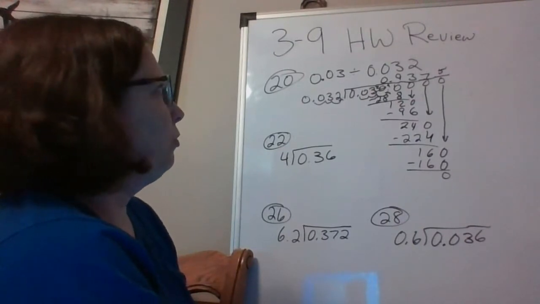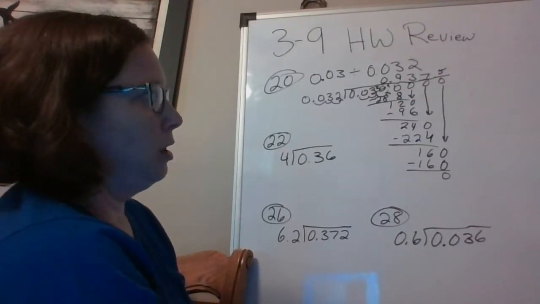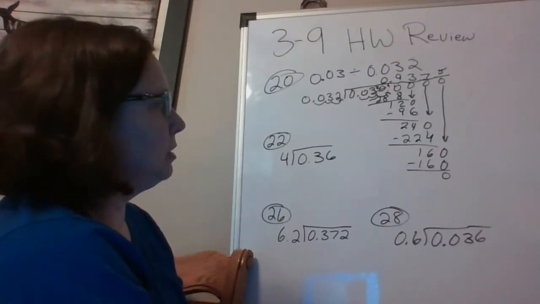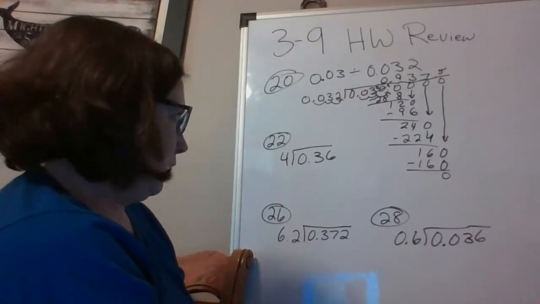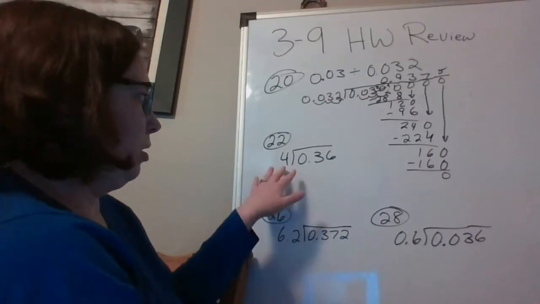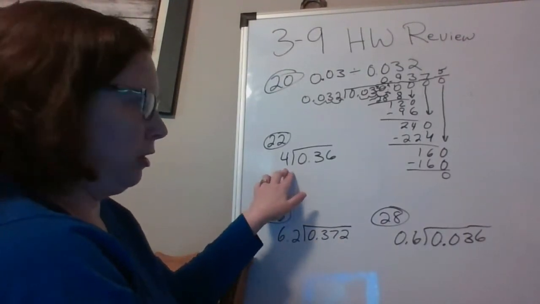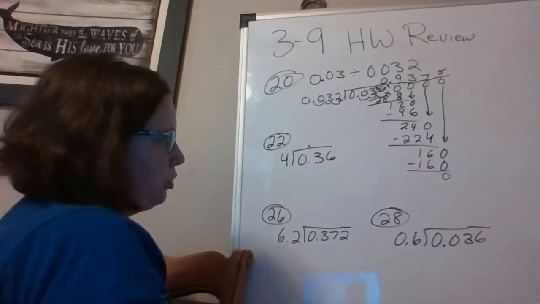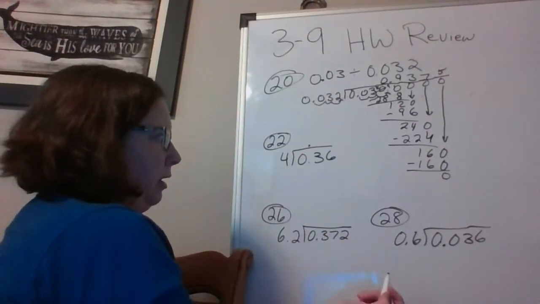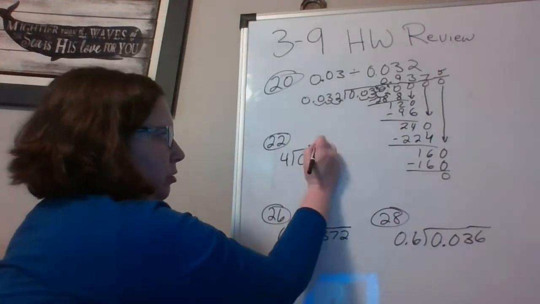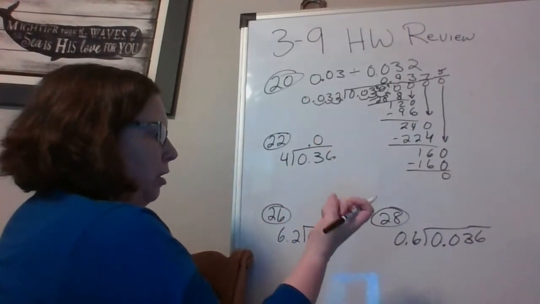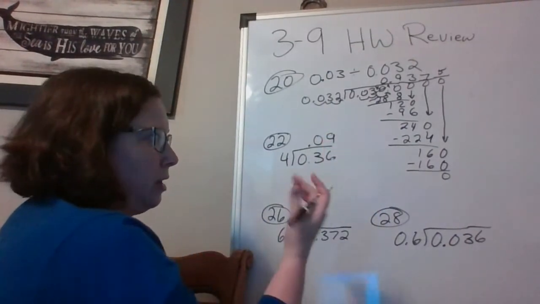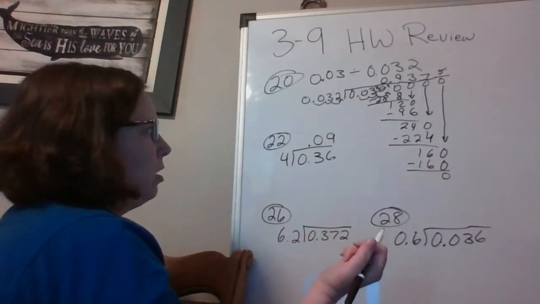So our answer for number 20 was 9,375 10,000ths. Moving on to number 22, we do not have a decimal out here, so our decimal is just going to shoot straight up into our quotient, and then I divide. 4 does not go into 3, so I'm going to put a 0 there. 4 goes into 36 9 times, and that would be our answer.